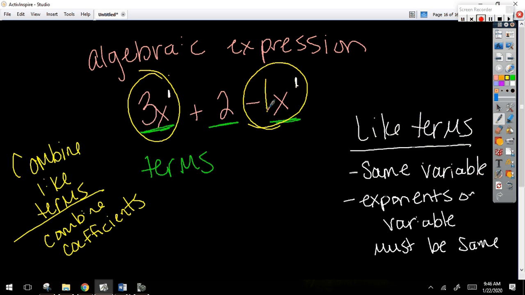So how do I combine the numbers in front? What is 3? Patrick, I see your phone in your lap. Patrick, put your phone away.